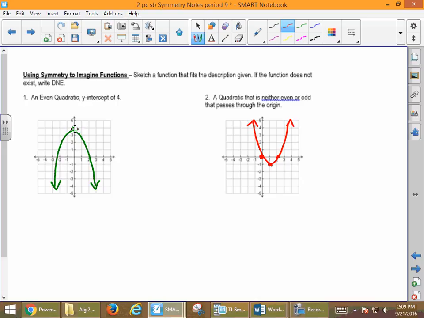There's a quadratic that passes through the origin, but it's not symmetric with respect to the y-axis, nor is it symmetric with respect to the origin. We're not talking about the x-axis here. Even is symmetric with respect to the y-axis. Origin is the odd function.